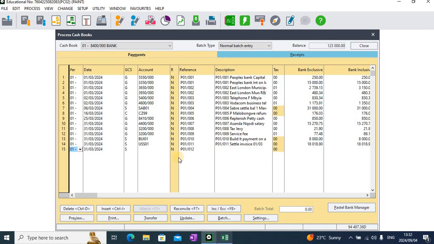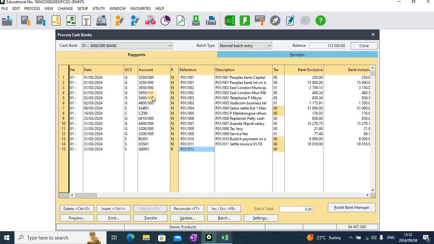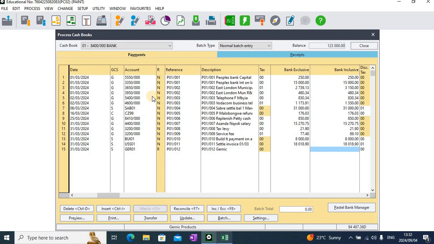And then we are on our last payment, also on the 31st. S for supplier, and it's Jernick again. It's P0112, that's correct, P01/012, and it's Jernick. And we don't know what the amount is, so we need to go and do a calculation.